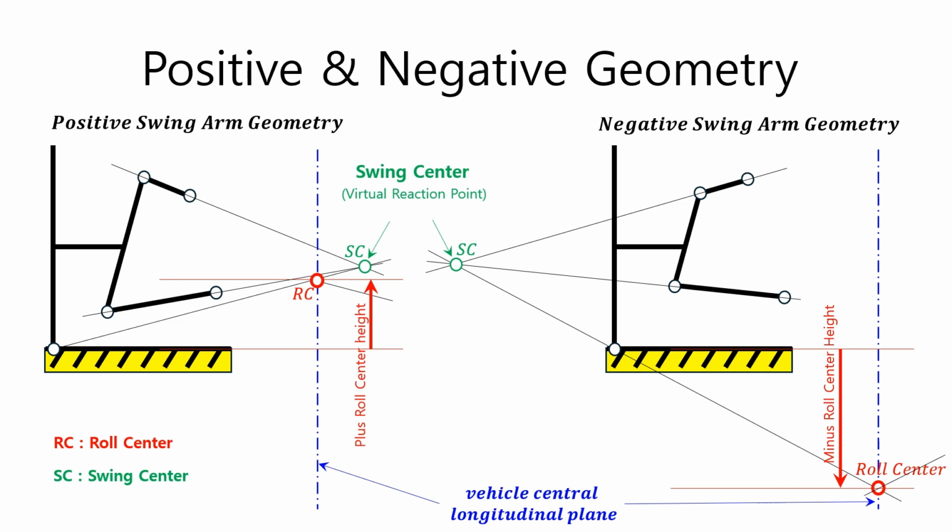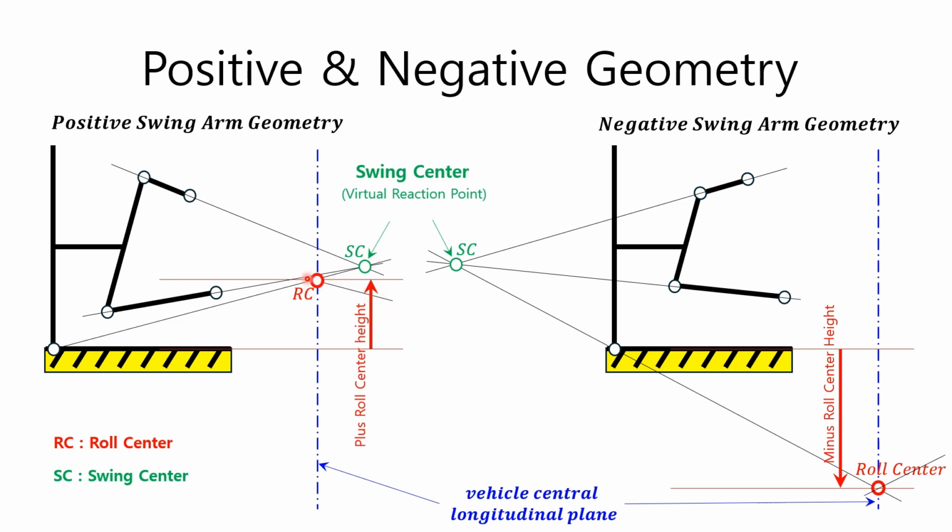To find the roll center, connect the swing center of the left wheel and the road contact point of the left tire with a straight line, and also connect the swing center of the right wheel and the road contact point of the right tire with a straight line.